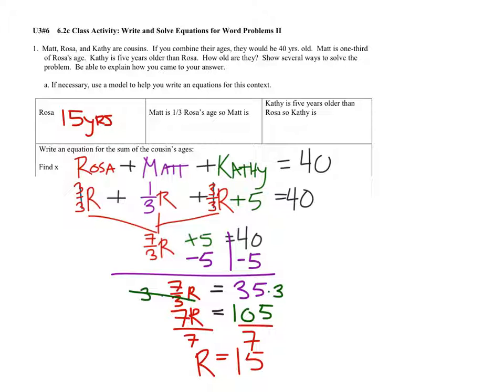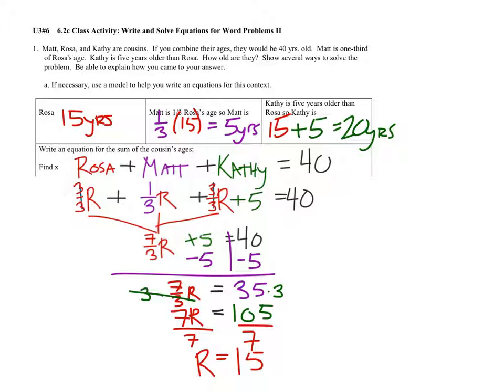Well, if Rosa's 15 years and Matt's 1/3 of that, then we'll take 1/3 of that 15, which I can just punch into a calculator, which is 5 years. Very good. Kathy, on the other hand, is Rosa's age, and that's 15. But in addition to that, we're going to have to add 5 more to that. So looks like Kathy is 20 years. Make sure you don't forget to label on these problems.